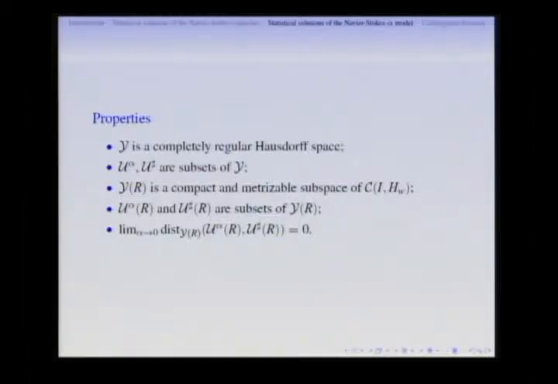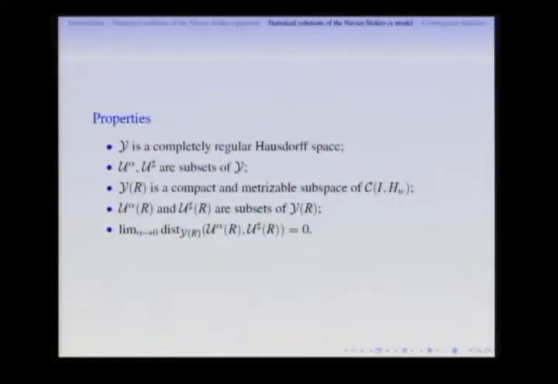We are going to need this for the convergence of the measure, as we will see in a moment. And so the compactness here is important in order to obtain that this space is metrizable. And because this space is metrizable, we can consider a metric in this space, and then we can consider the distance between these two trajectory spaces.